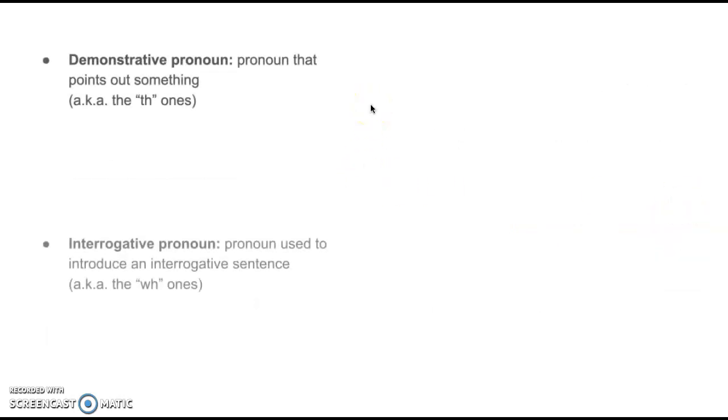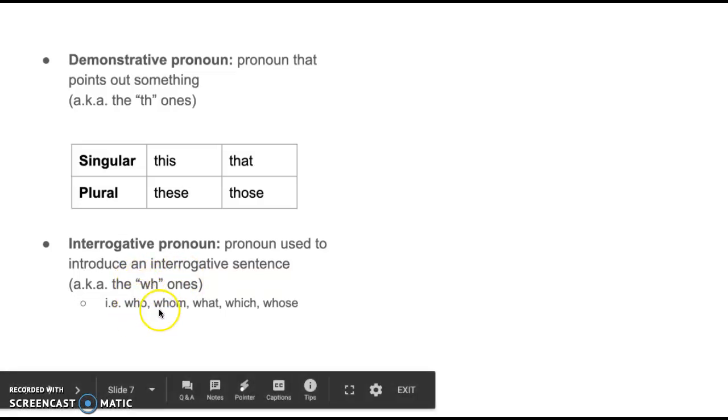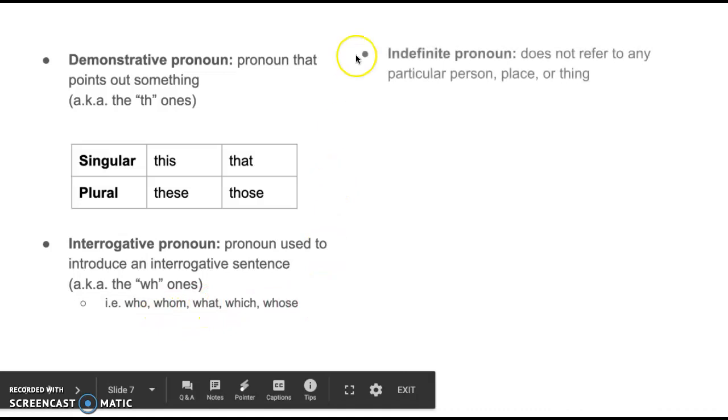Next, let's talk about demonstrative versus interrogative pronouns. A demonstrative is a pronoun that points something out, and it always starts with th. There are four different types: this, that, these, and those. An interrogative is a pronoun used to introduce an interrogative sentence, aka a question, and they always start with wh, like who, whom, what, which, whose.